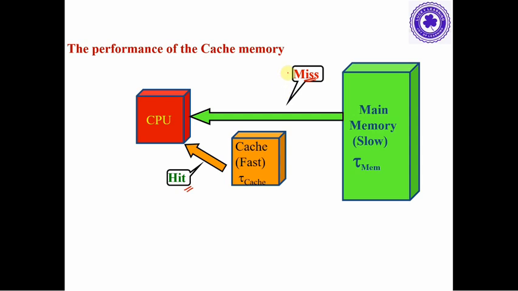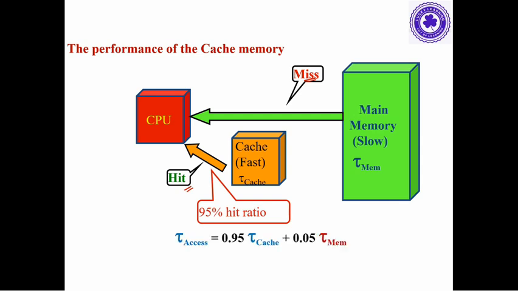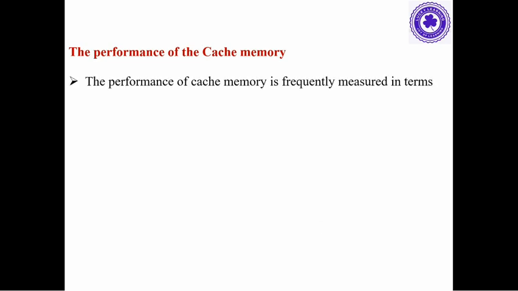Means it requires extra time to get a memory word from main memory to the CPU. We call this miss penalty. Suppose the hit ratio is 95%. Obviously the miss ratio is 0.05. How to calculate the average access time? The average access time is hit ratio times the access time of the cache, plus miss ratio times the access time of the memory. Here, these are simple definitions for your reading purpose.